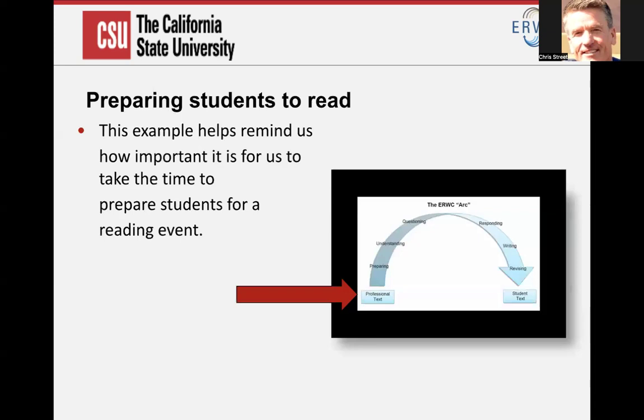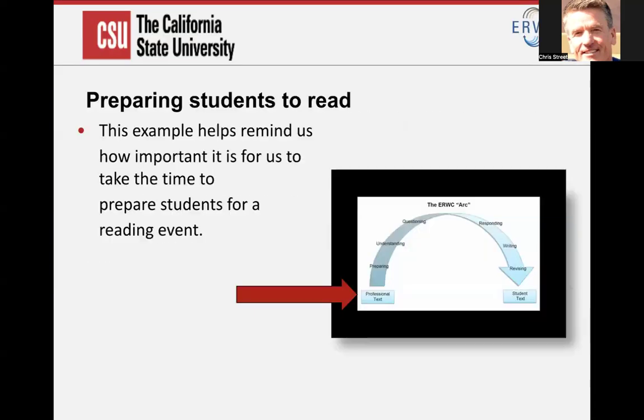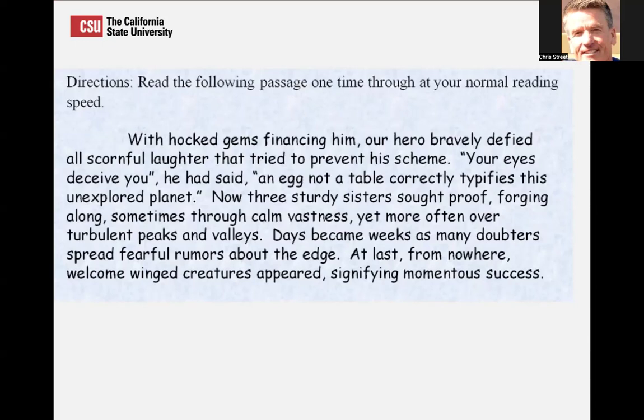So we need to prepare kids to read. We understand each of those individual words, but we oftentimes can't get a sense of what this is about. What about if I had done this? What about if I, as the teacher, had prepared my students to read by simply mentioning Christopher Columbus prior to asking them to read this passage? With that prior knowledge in mind, does this now make more sense?